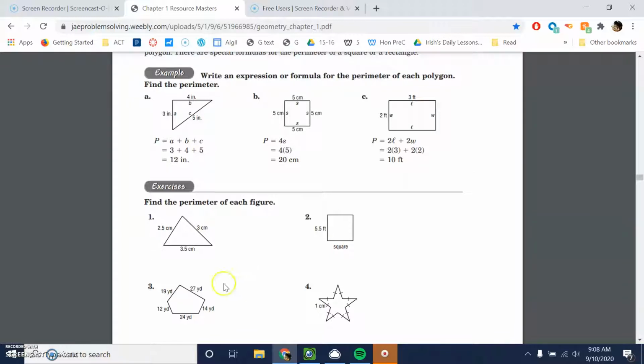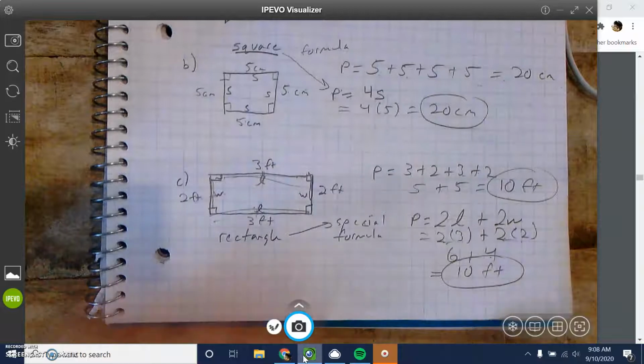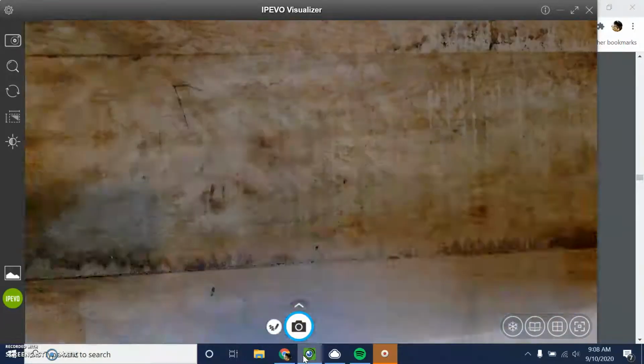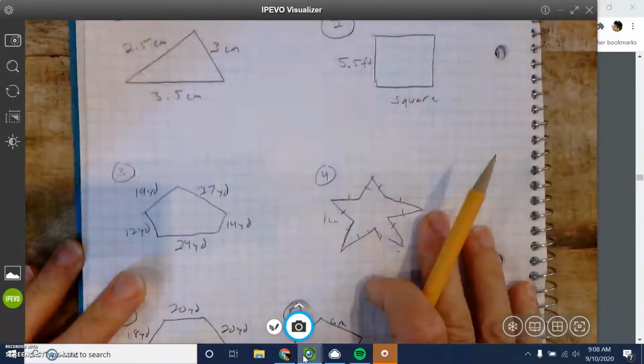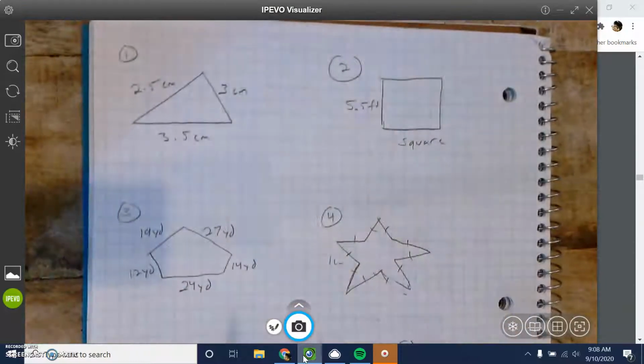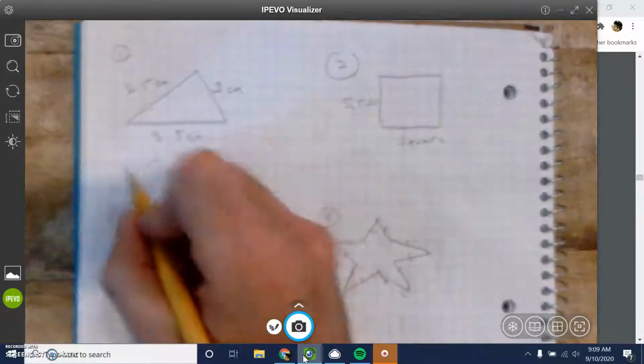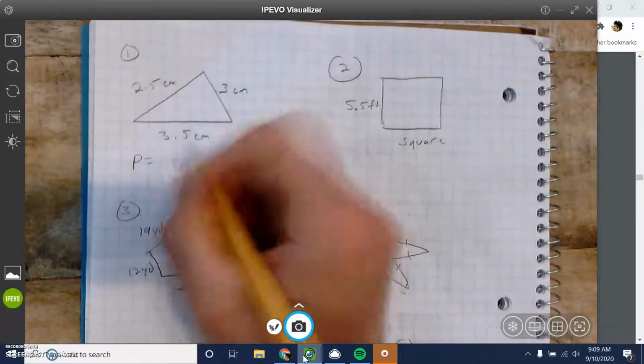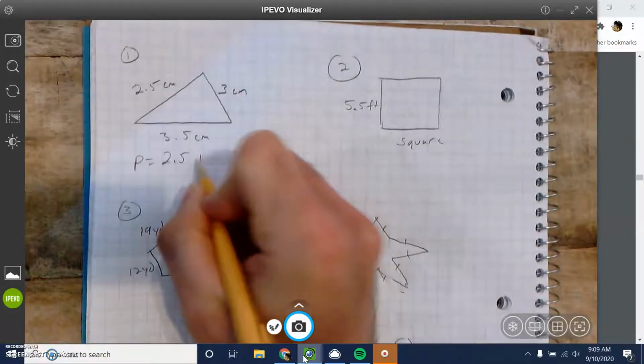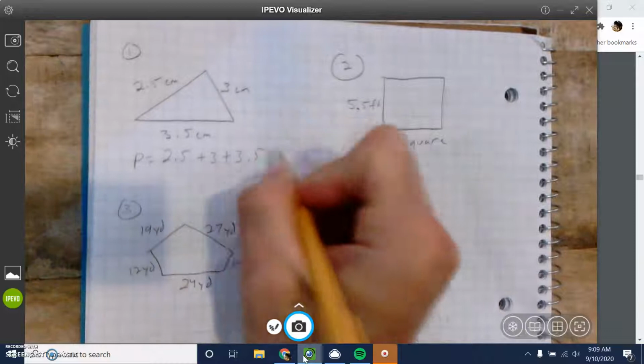Okay, let's see what we got. Let's do them. Here's my notes. All right, number 1, triangle. So I'm going to add up all the sides. 2.5 plus 3 plus 3.5.